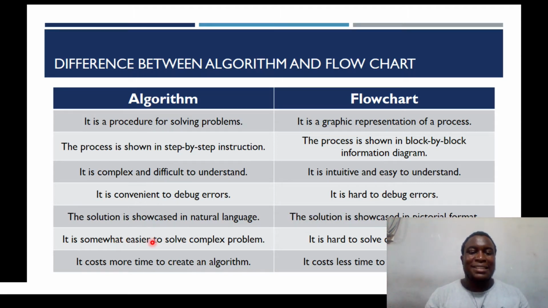Now, it is somewhat easier to solve complex problems with algorithms. But with a flowchart, it is hard to solve complex problems. If you have a complex problem to solve, you can easily solve it using algorithms. But with a flowchart, you might have to draw a whole lot of control structures, decisions, input, output, and all that. So it might get your screen messed up. That is one other major difference.